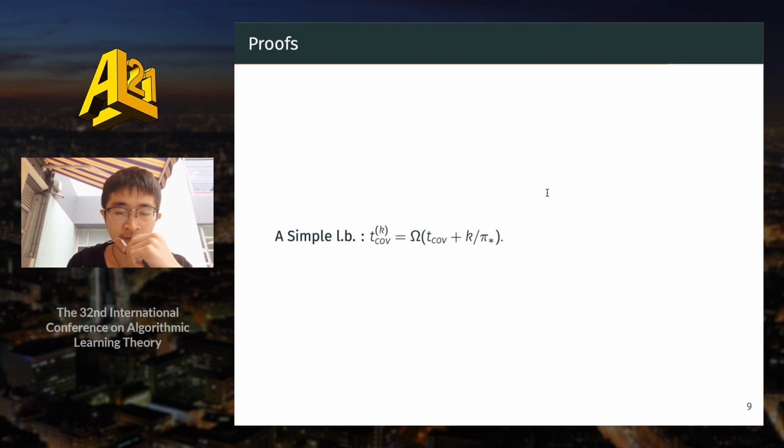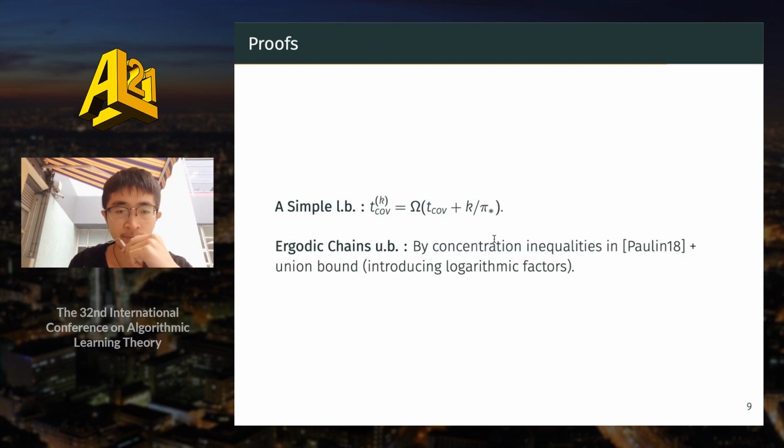So there's a simple lower bound for the kcover time. We need to cover the state space at least once, which takes the cover time. And then we also need to visit the hardest to visit point k times, which takes about k over pi star time. Combine them, you get a lower bound, which is kind of trivial.